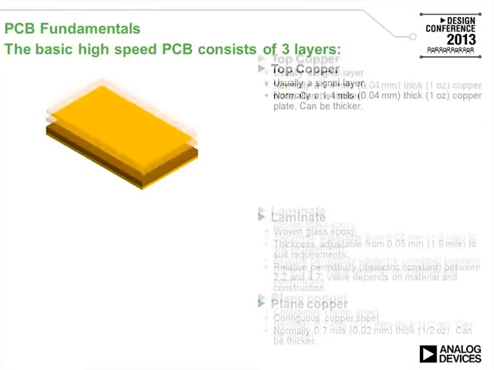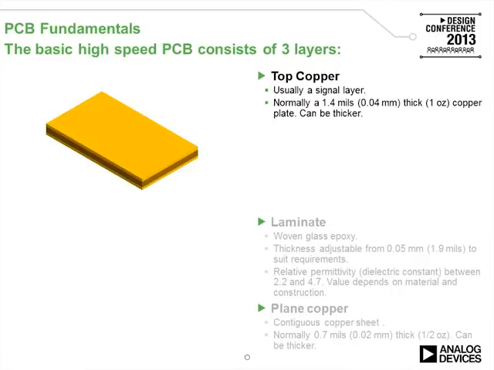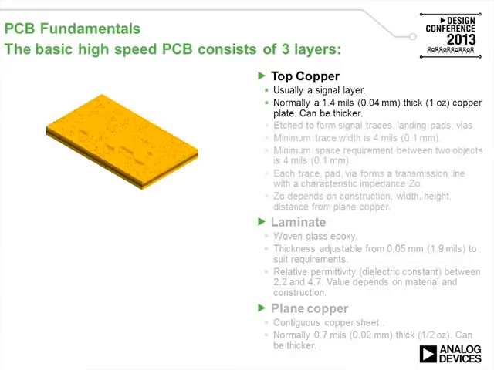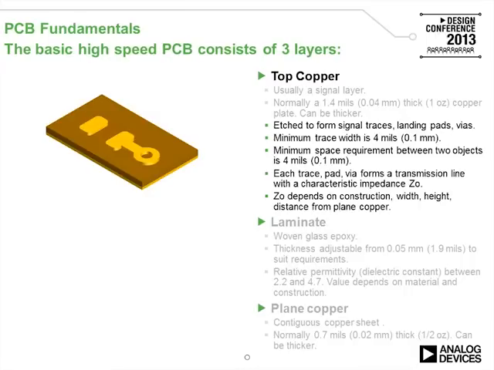On top of this laminate, there's a top copper. It's usually a signal layer. It's normally 0.04 millimeter thick, 1 ounce copper. Can be thicker if preferred. On this top copper, there are signal traces, landing pads, and vias etched out. The minimum trace width is normally 4 mils and can be thicker. The minimum space required between 2 objects is again 4 mils, 0.1 millimeter.